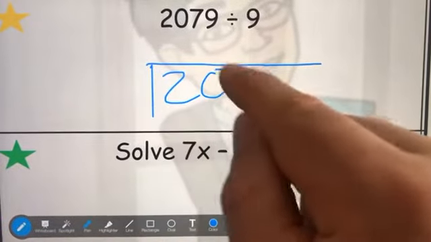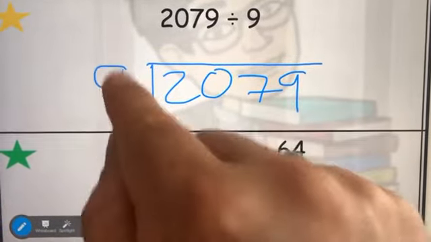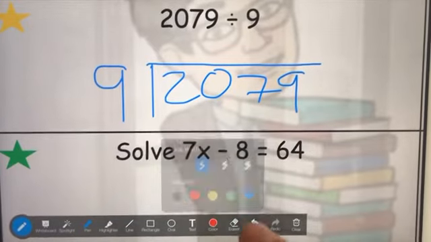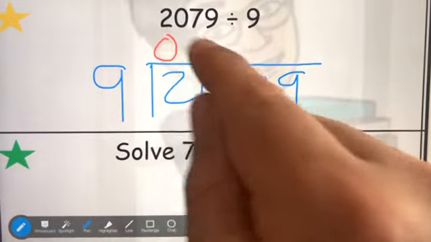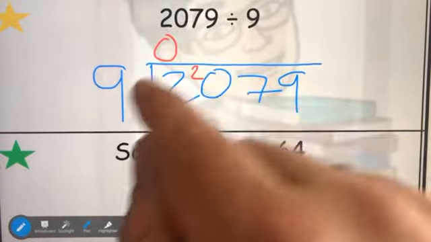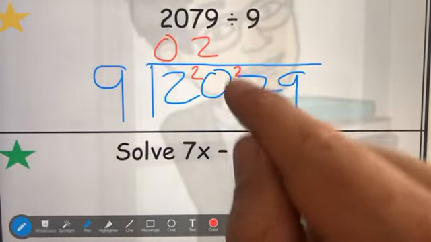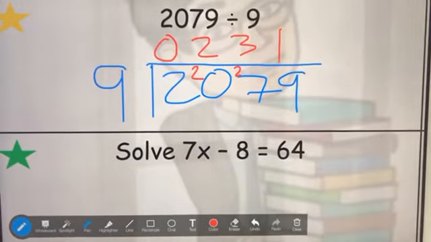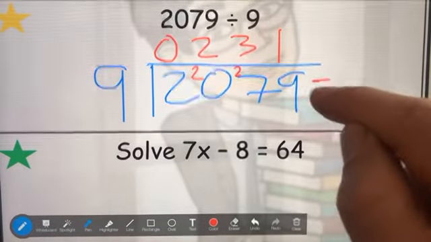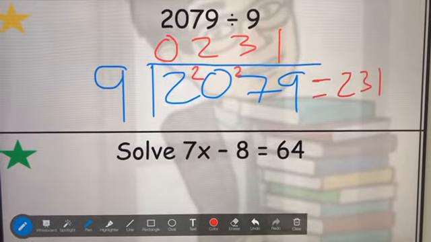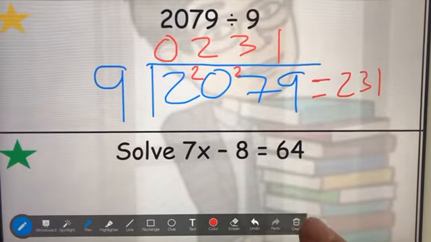Okay, set up my grid. I got 2079 divided by 9. You can see the numbers are getting bigger. 9 doesn't go into 2. 9 goes into 20 twice, remainder 2. 27, 3 times, and 9 once. So my answer is 231. Okay, for 2 points, first one.